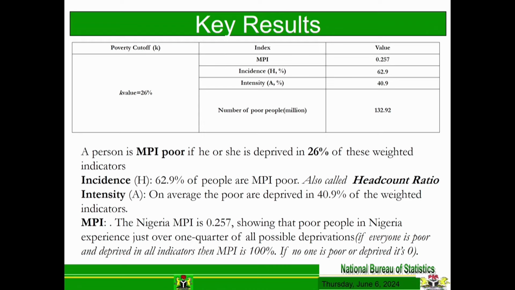Incidence simply is the head count, and the head count stands at 62.9, approximately 63. What it means is, in translation in million, we have about 133 million Nigerians that are MPI poor. And we know that the population of Nigeria is over 200 million. So out of the over 200, 133 is already MPI poor. That is something to look into. Intensity stands at 40.9. And what this simply means is that on average, these poor people, these 133 million, suffer 40.9% of these indicators.